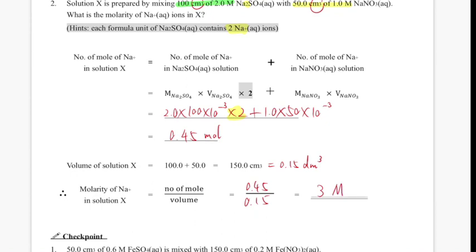Okay, so every time you are given a substance, please write out its formula, and then work out how many ions or how many atoms it will release when dissolved in water. Okay, it must be an ionic compound, so it will release the ions.